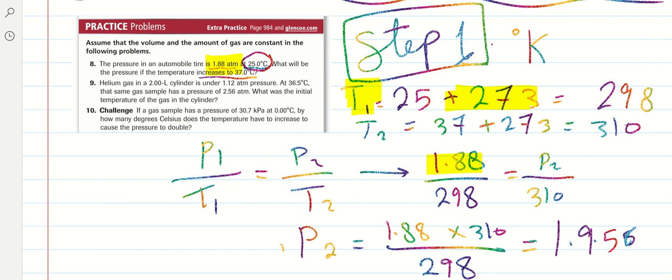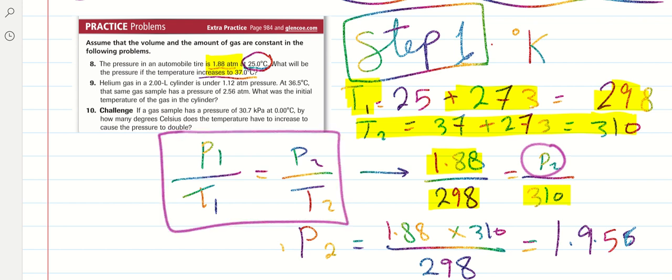They said the temperature increased, and they gave me the new temperature also in Celsius, so I also have to convert it to Kelvin. So I have P1, T1, and T2, but P2 is unknown. Easy, just substitute.